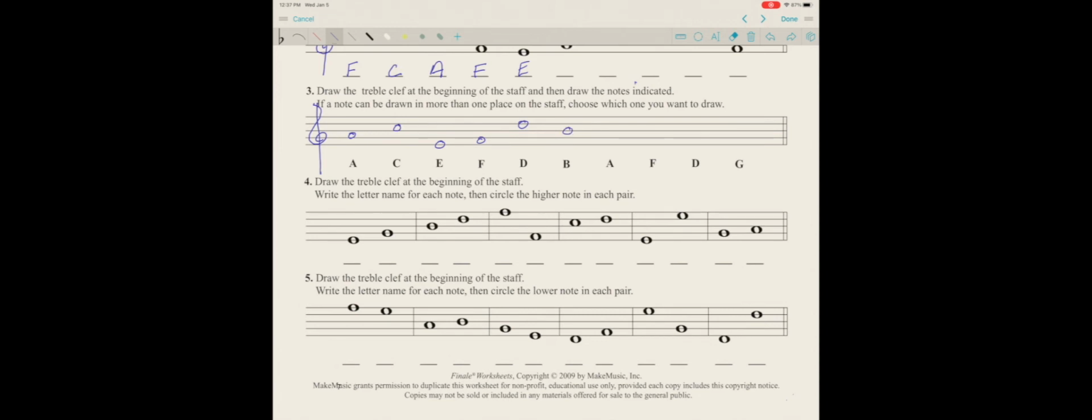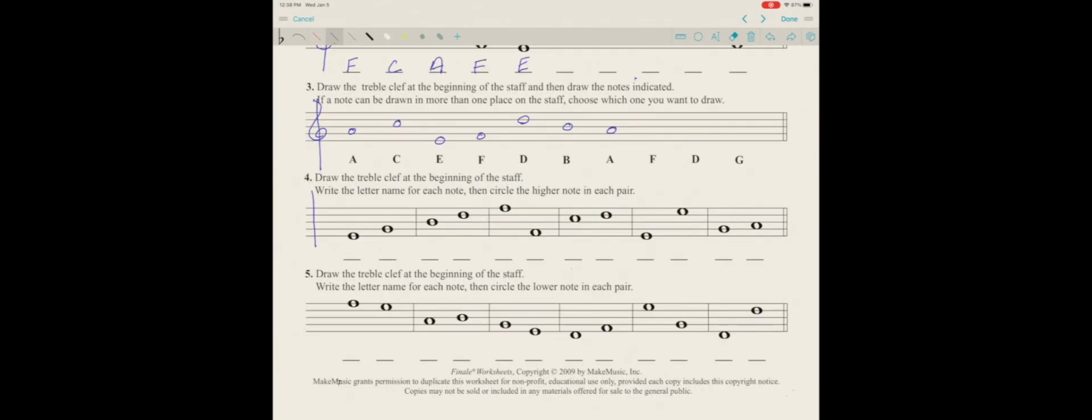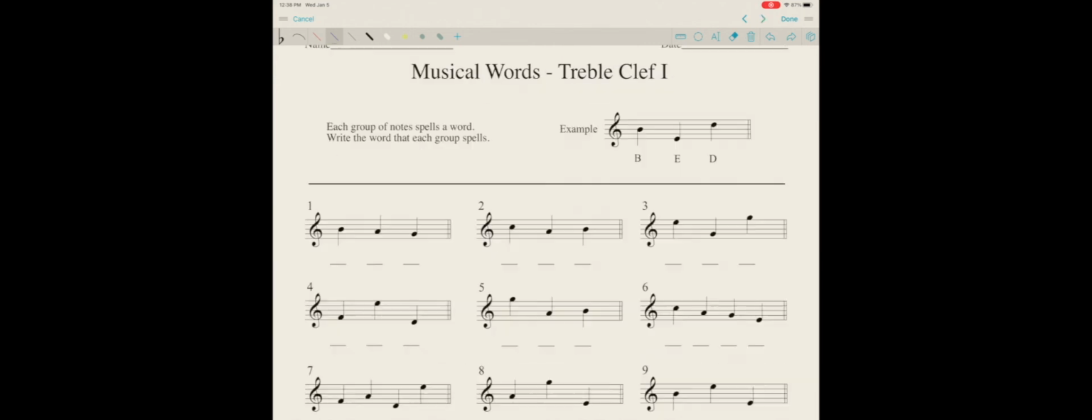And then you're going to go on to the next line, and you're going to put a treble clef in. And then you're going to name the notes and circle the higher note in each pair. So you can see I circled the G, and I'll circle the D in that second measure. And then same thing in the next line, you're going to put a treble clef in and write in the note names. And in this one, you actually want to circle the lower notes in each pair. So go ahead and circle the lower note. Okay, let's go on. So we talked about that page already.